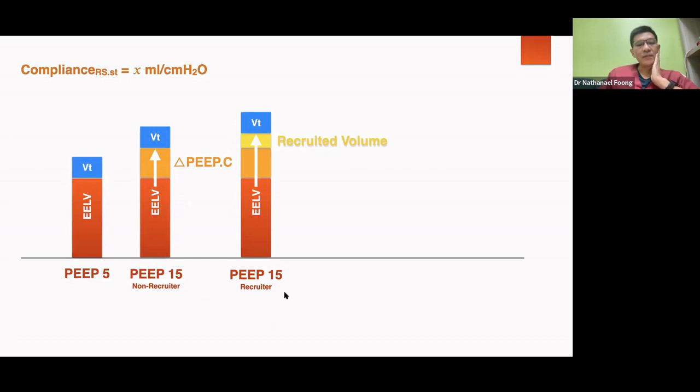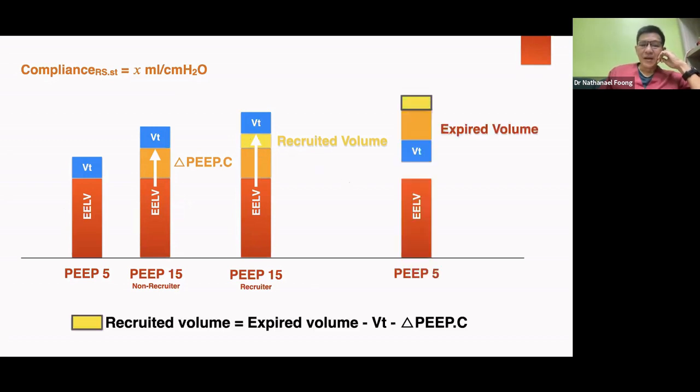But if it's recruitable, that means the lungs actually respond to recruitment, we put the PEEP up to 15, there will be alveoli that open up that contribute to extra volume here. After this maneuver, increasing PEEP from 5 to 15, we drop the PEEP back to 5, and we measure the expired tidal volume. The expired tidal volume should consist of the set tidal volume and the difference in PEEP times compliance. Maybe I need to make it a bit clearer. The volume generated here is equal to the PEEP that increased, which is 10, times compliance. For example, if compliance is 20, the volume generated by the PEEP effect is 100.